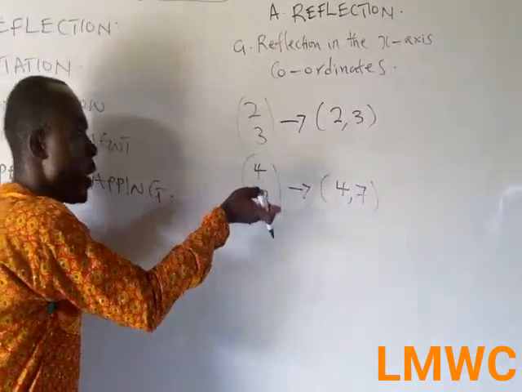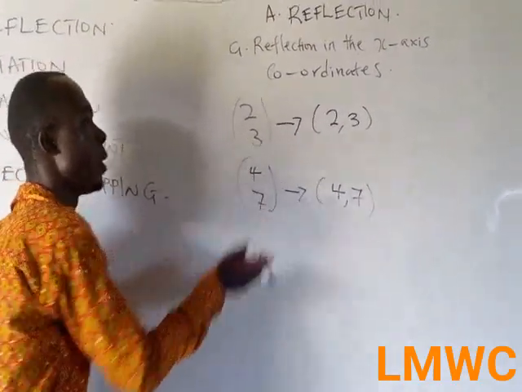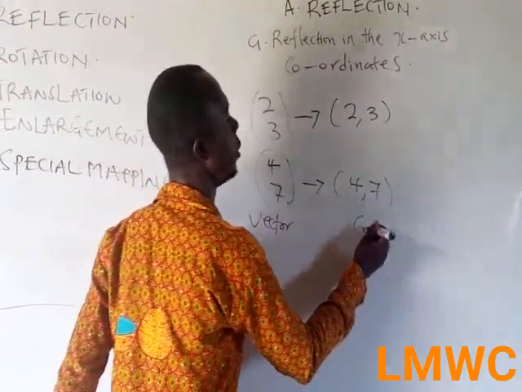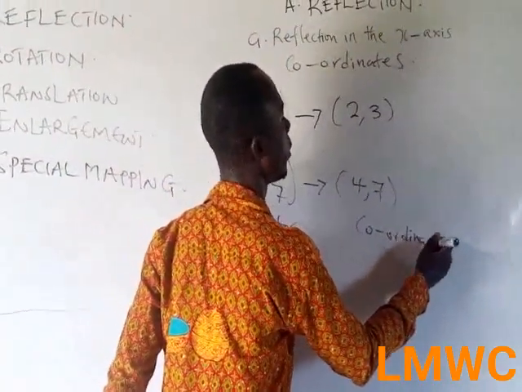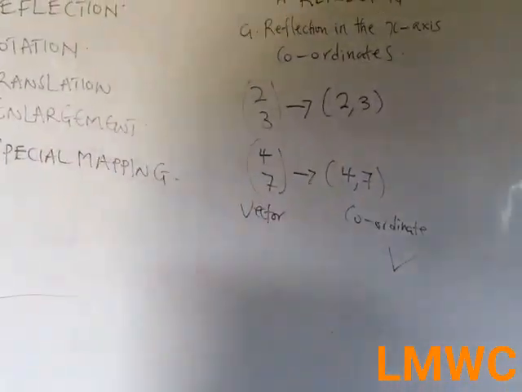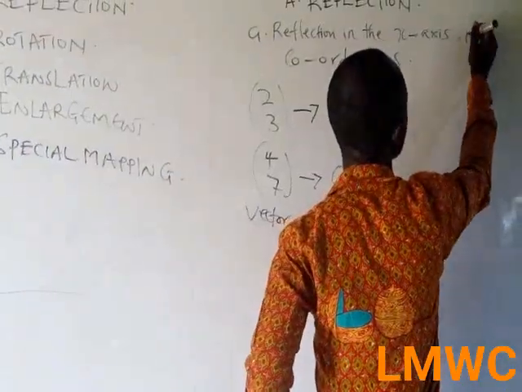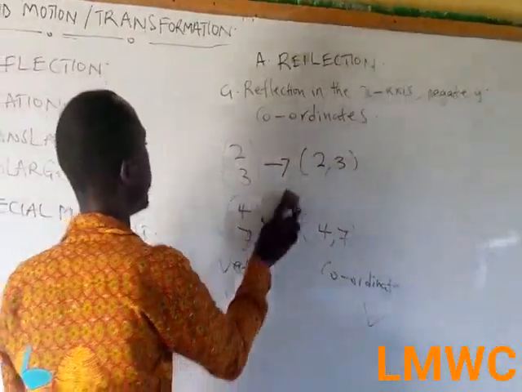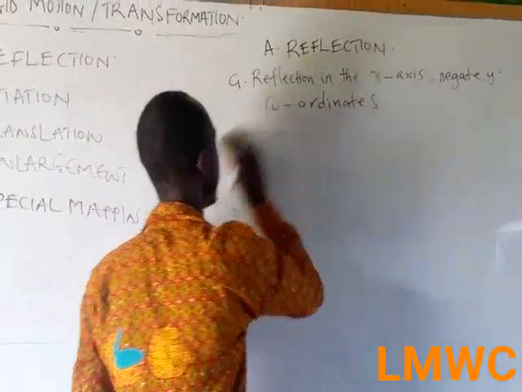Most people always leave their answer in the vector form, which is wrong. This is the vector form, and this is the coordinates. But always, this one is right. So reflection in the x-axis, we negate y. Take note, negate y.